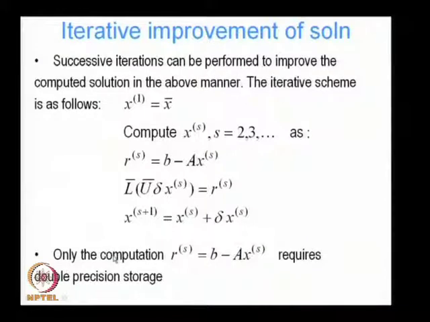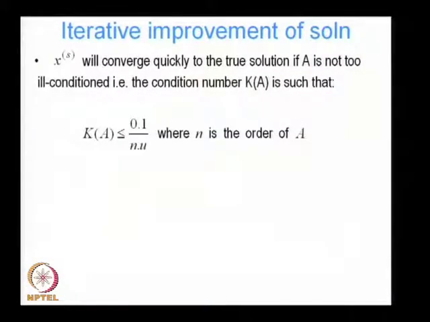And we note again that only the computation of the residual r_s equal to b minus A x_s requires double precision storage. So, there is not too much excessive computational cost due to double precision storage, since only this operation requires double precision storage. And it is found that x_s will converge quickly to the true solution if A is not too ill conditioned.